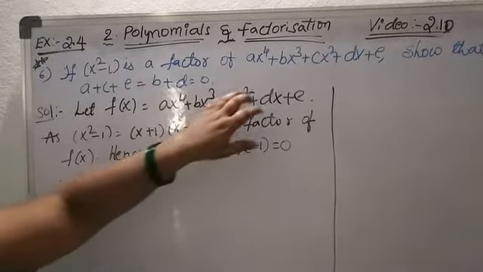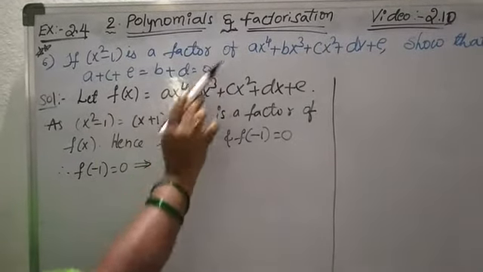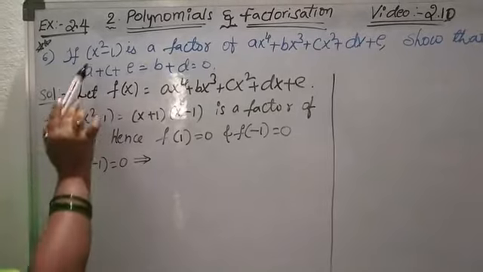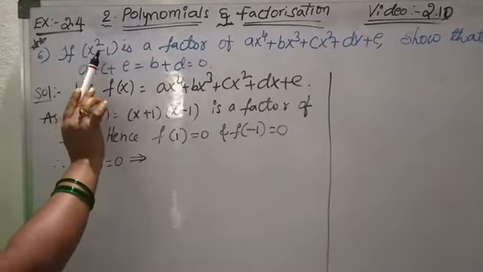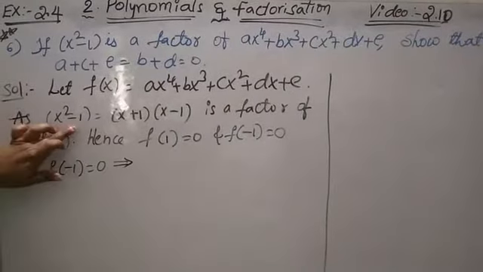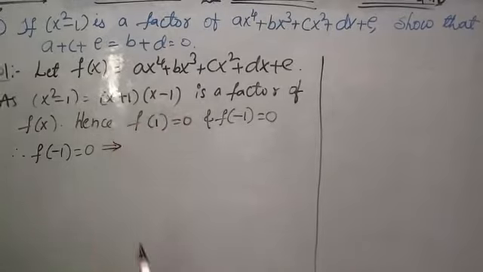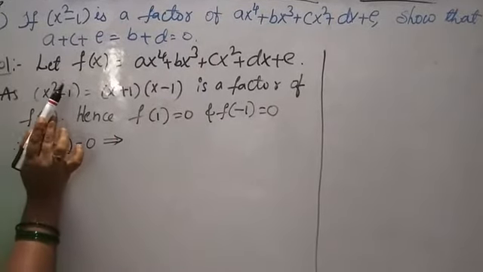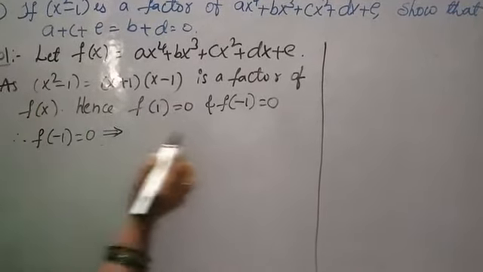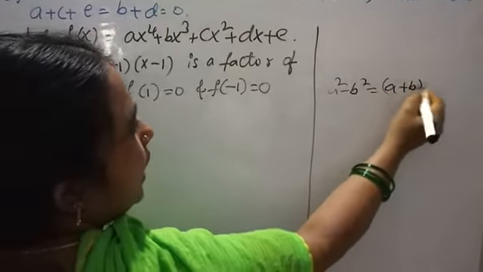Now first of all, we should consider this given polynomial as f of x. f of x is equal to the given polynomial. Now already in the question they mentioned x square minus 1 is a factor of the given polynomial, as x square minus 1 can be written as x plus 1 into x minus 1. How? We know one formula, a square minus b square. a square minus b square is equal to a plus b into a minus b.